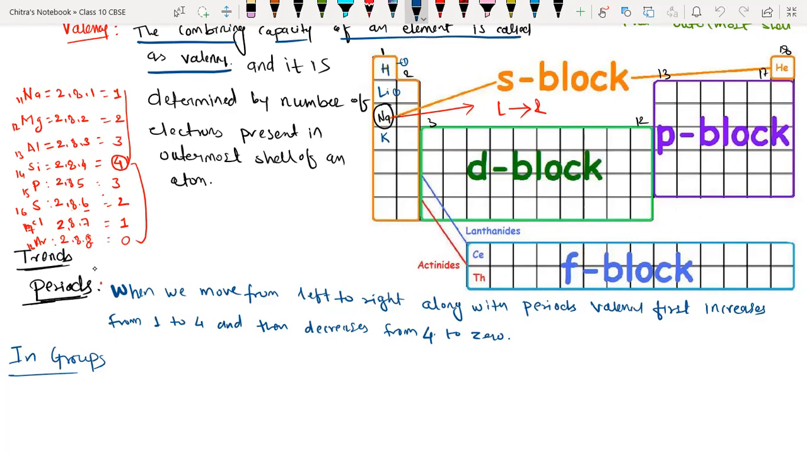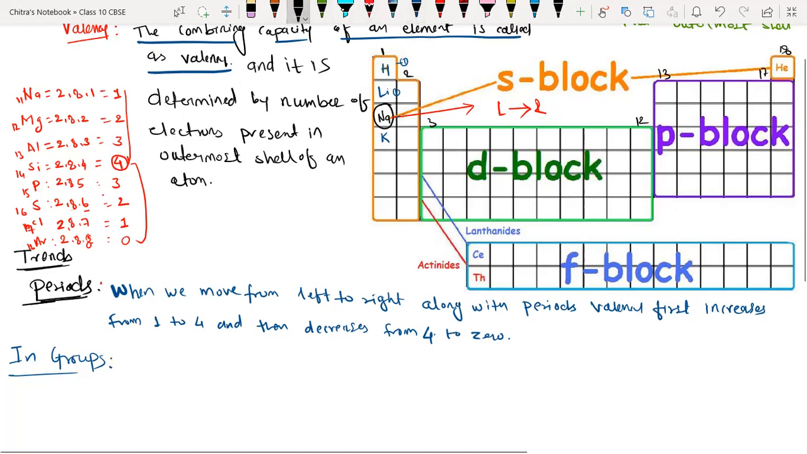So in groups, valency does not change. It remains constant because all the elements of the same group contain an equal number of electrons in their outermost shell. Okay. So I'm writing here.